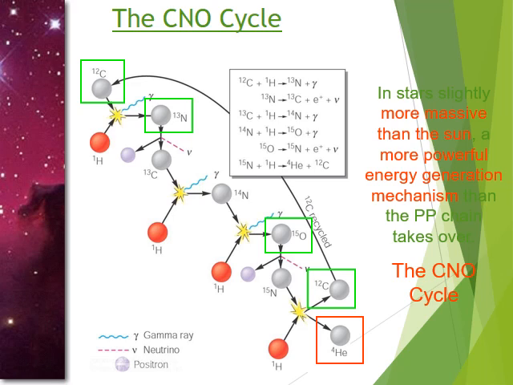It uses carbon, nitrogen, and oxygen as kind of steps along the way to producing that helium. And this is actually a more efficient way of producing energy. That's why these more massive stars do it, and they almost have to, because of the extra amount of gravity that is crushing them. They have to produce energy in a more efficient way. In this case, it's the CNO cycle.